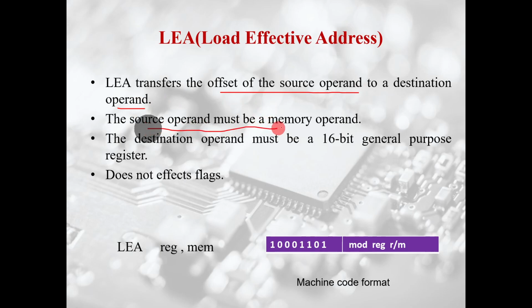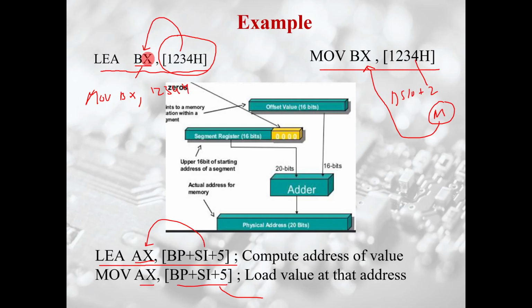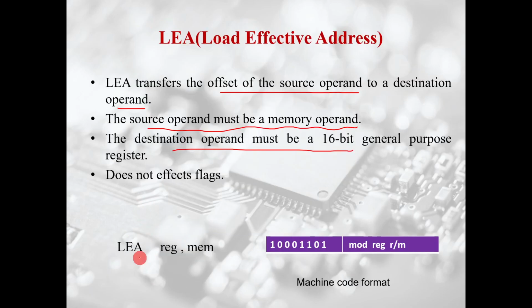So a source operand must be a memory operand, and the destination has to be a 16-bit general purpose register. Here it could be BX or AX or DX or CX. So in one of these registers, that offset value will be brought. Since it's a move instruction, it doesn't affect any flags. So this is the machine code.